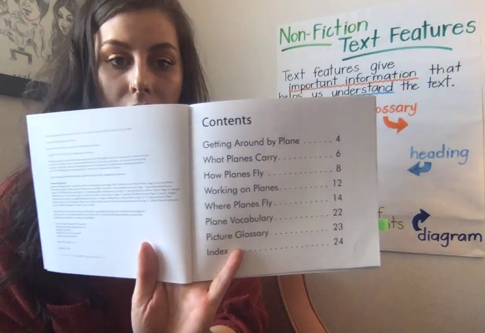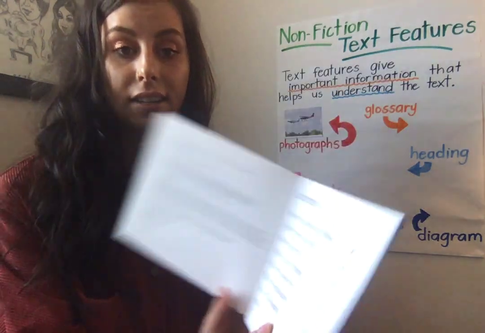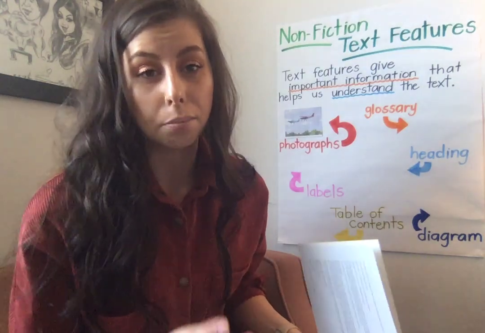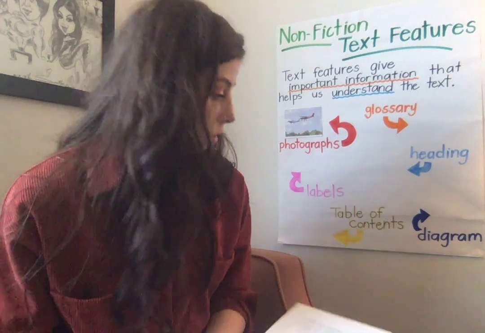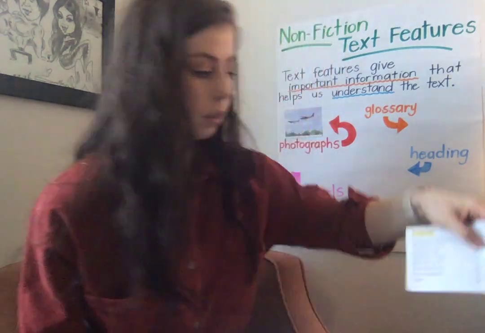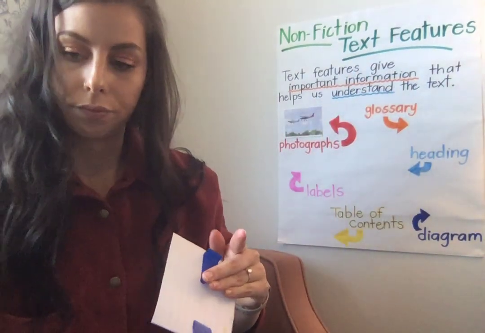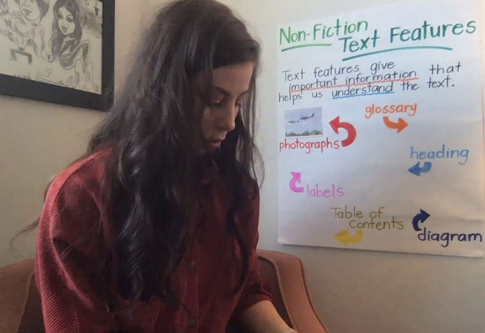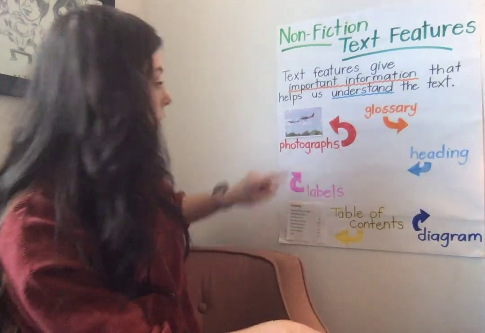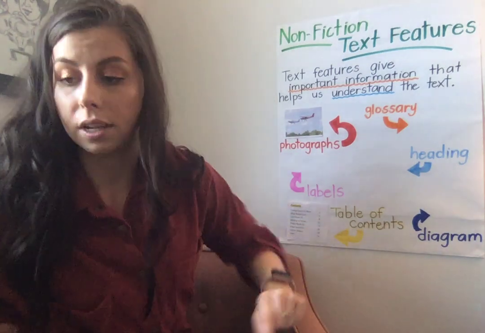This is a table of contents. This is another text feature. So table of contents tells you what is going to be in the book, what you're going to be learning about. So let's add that to our chart. This is the same table of contents that's in this book. Table of contents. So nonfiction text features have photographs and a table of contents.